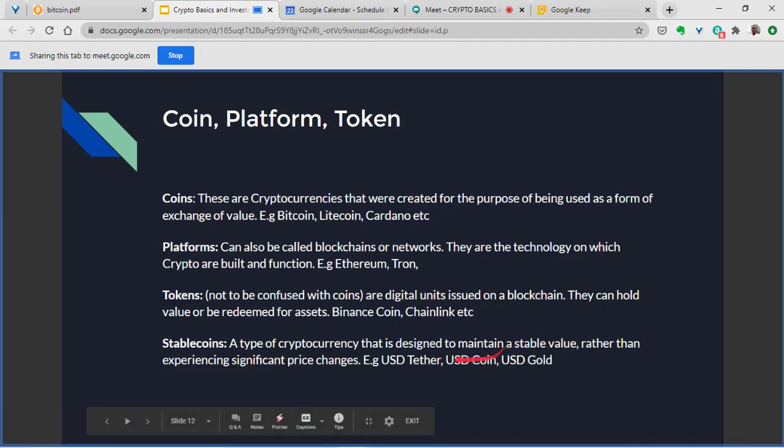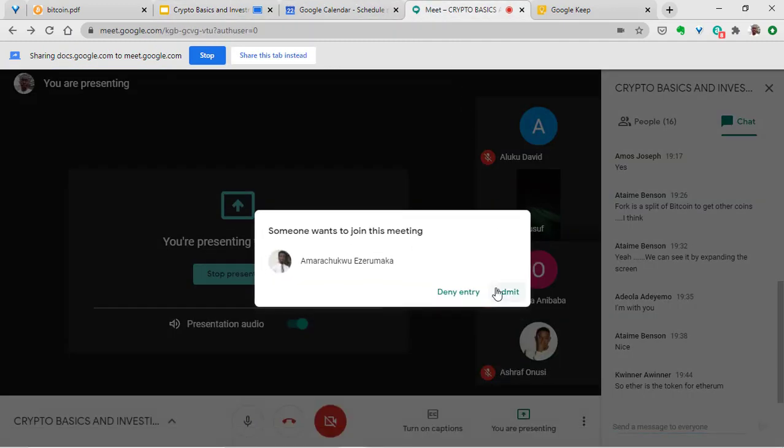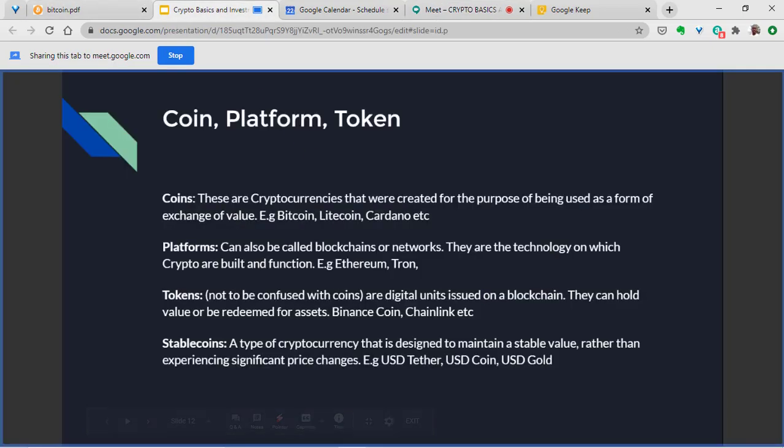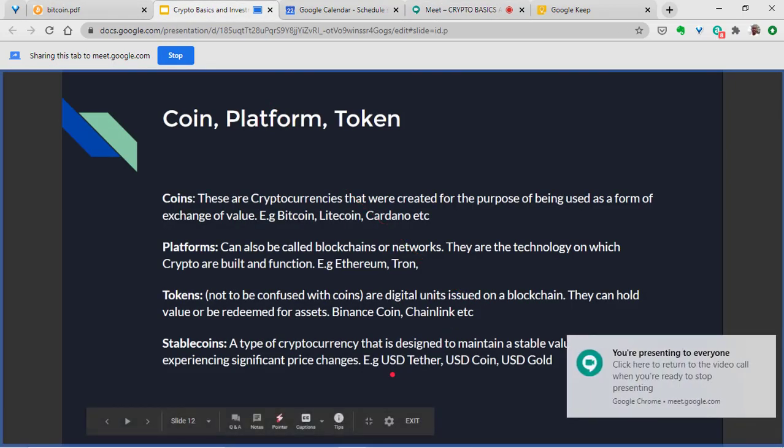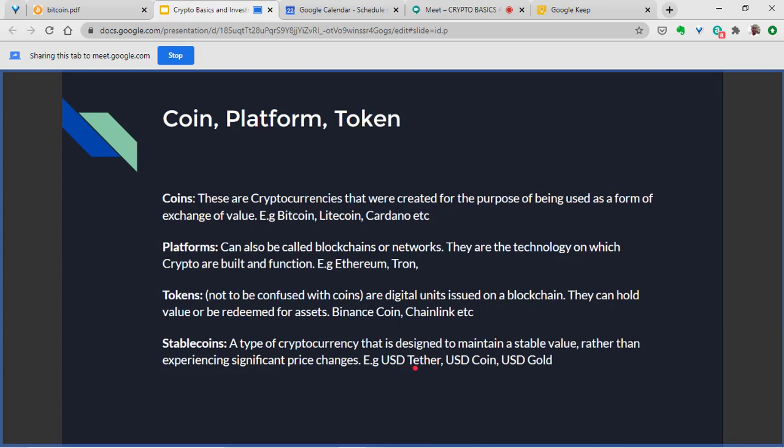Stable coins are things like we have USD Theta. They are attached to the value of something. For example, USD Theta is attached to the value of the USD. So one Theta is equal to one USD. That's the way it's done. We also have this one too, which is also similar.